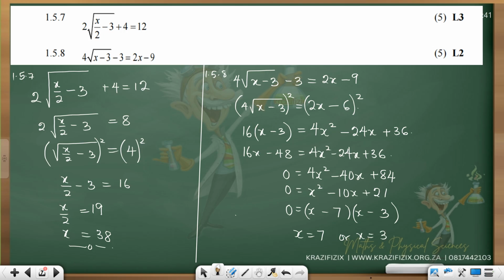Guys, which one is working? Which one works? 7 or 3? Or both or none? Yes, did you guys test? Which one is working? Hilton says 3. Can I get a confirmation? Hilton says 3. 3 minus 3 is 0. So on your left hand side, you'll have negative 3. 2 times 3 is 6. 6 minus 9. Yeah, 3 works.